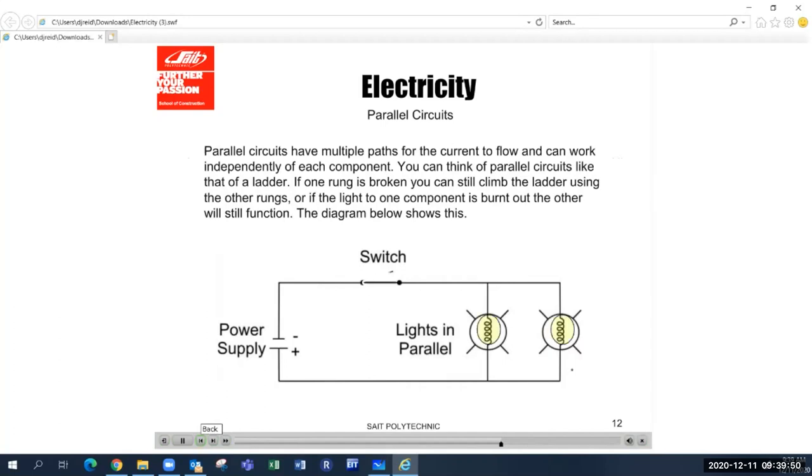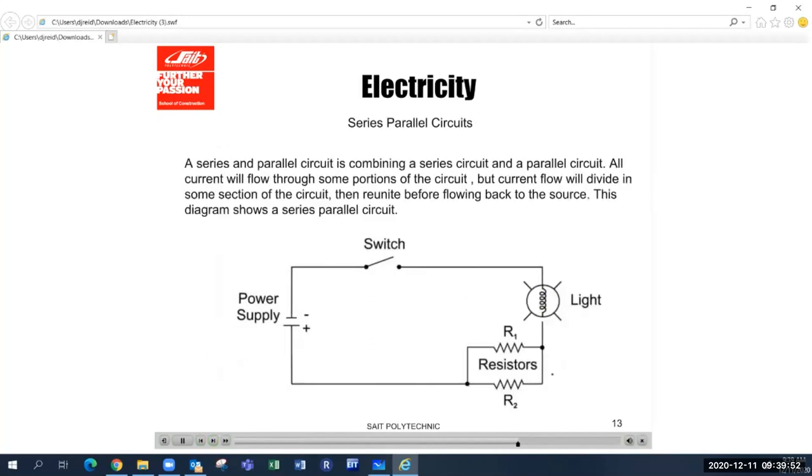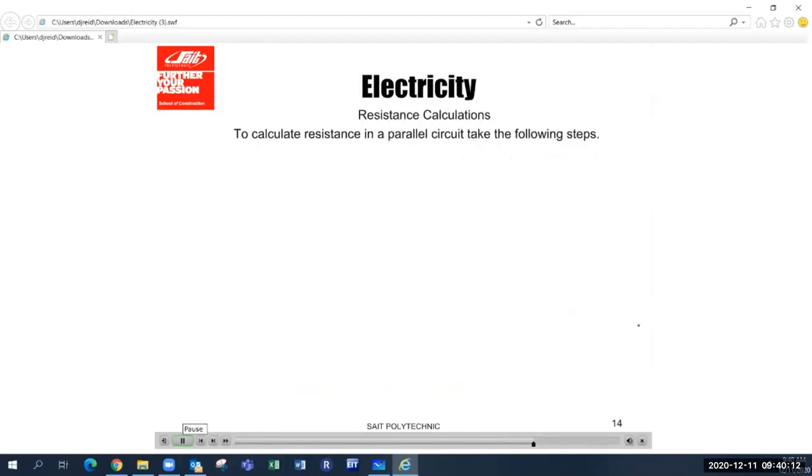This slide deals with series parallel circuits. This is the process of combining a series circuit and a parallel circuit. All current will flow through some portions of the circuit, but current will flow and divide in some sections of that circuit and reunite back to the source. This diagram shows a series parallel circuit.